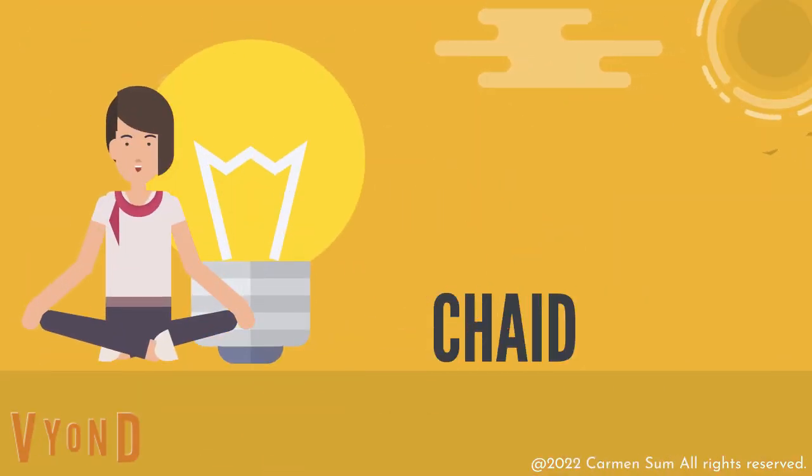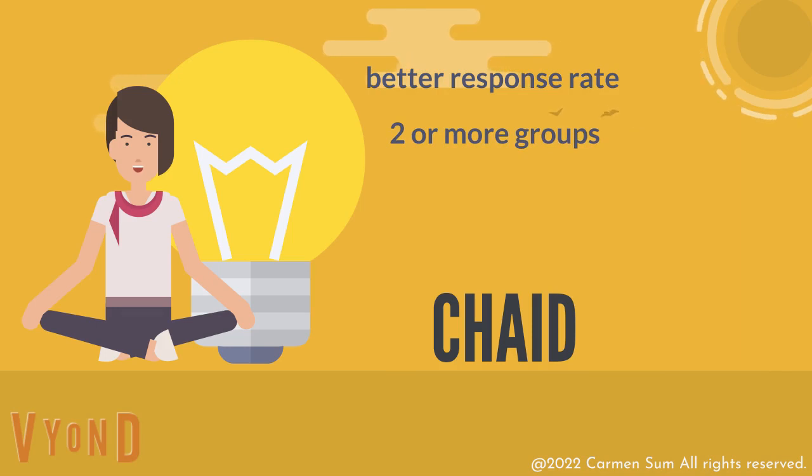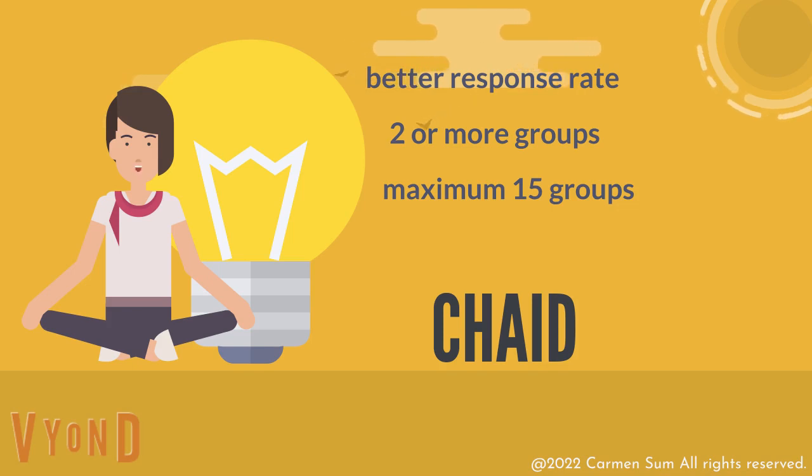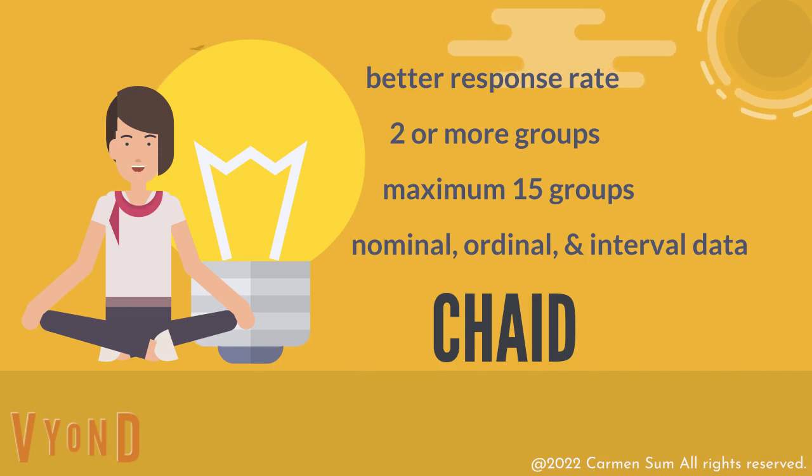CHADE is better than RFM in achieving a better response rate from the top group of respondents. It is also feasible for dividing 2 or more groups, but the maximum is 15 groups. Also, it cannot work with ratio data. It could only be used for nominal, ordinal, and interval data.